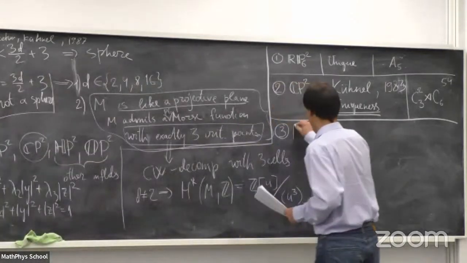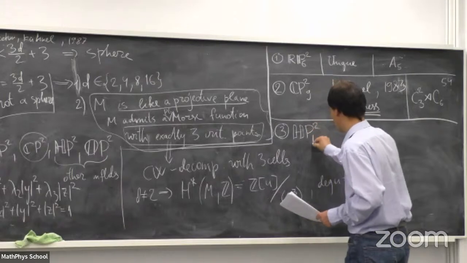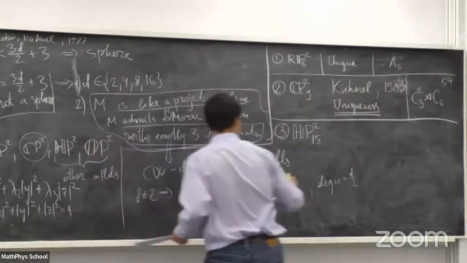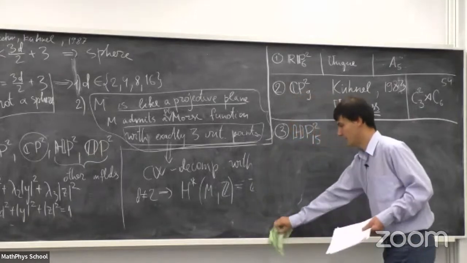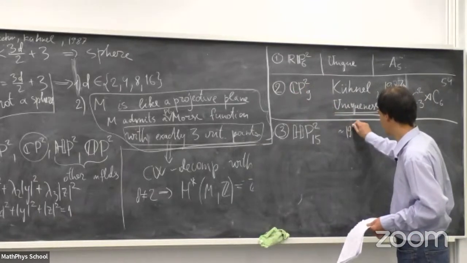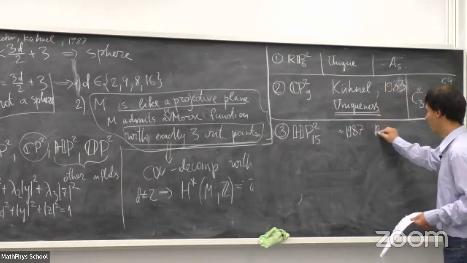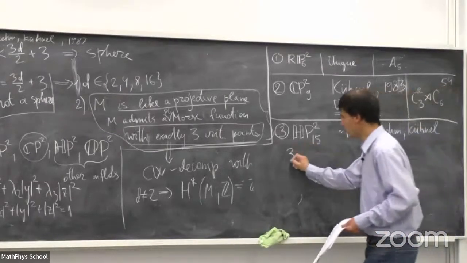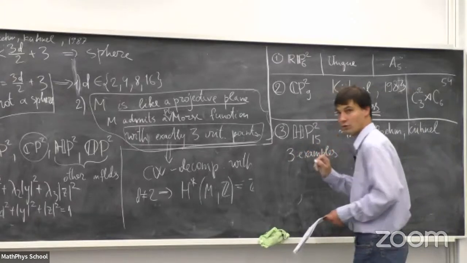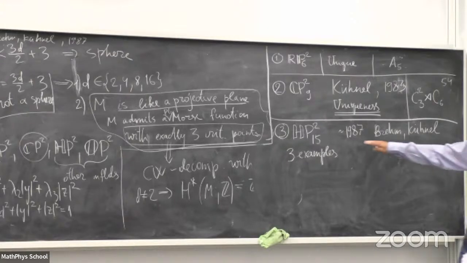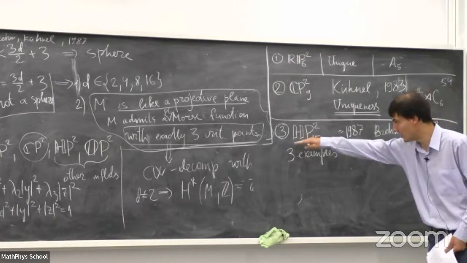Here we have HP2 with 15 vertices. And here the story is as follows. In the late 1980s, about 1987, Brehm and Kuhnel constructed three different examples of such triangulations. And they wrote a preprint that they constructed three triangulations of this manifold. I saw this preprint.